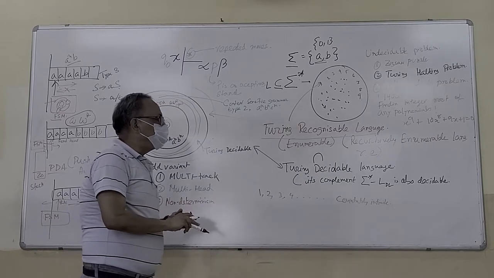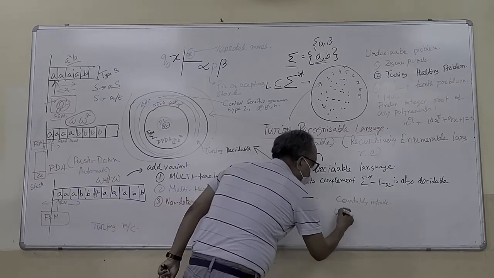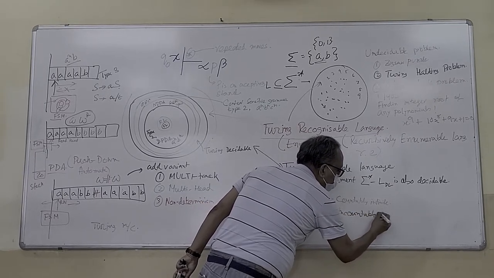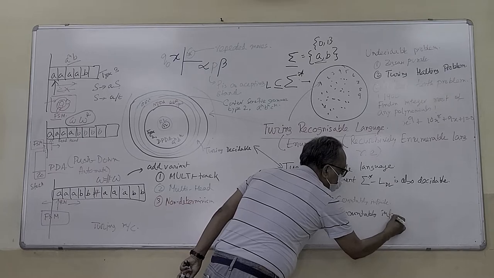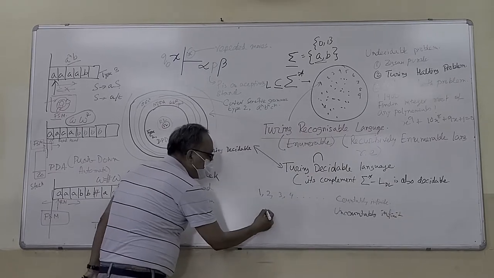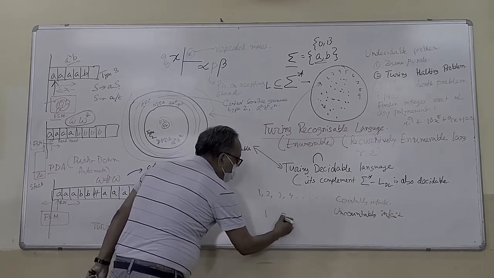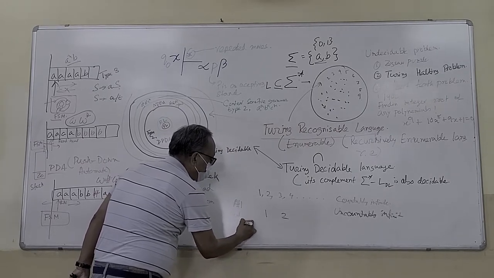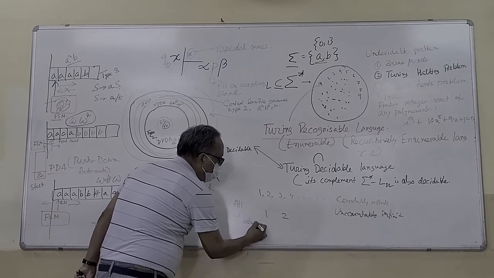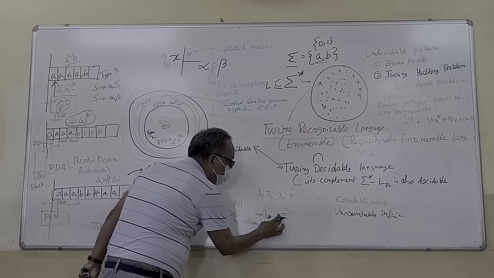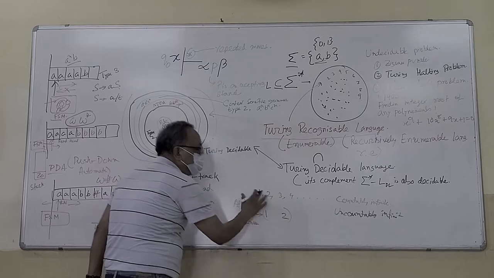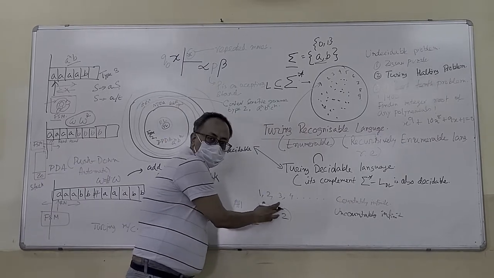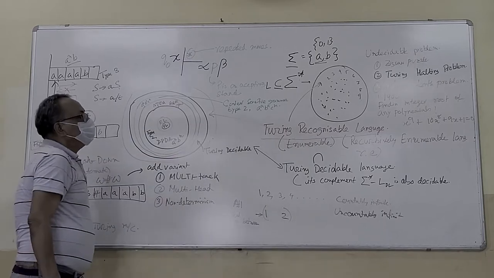But another type, uncountably infinite, is there that we all know. Uncountably infinite, like all real numbers between 1 and 2. These numbers are definitely more than the countable ones. So this is a higher infinity.